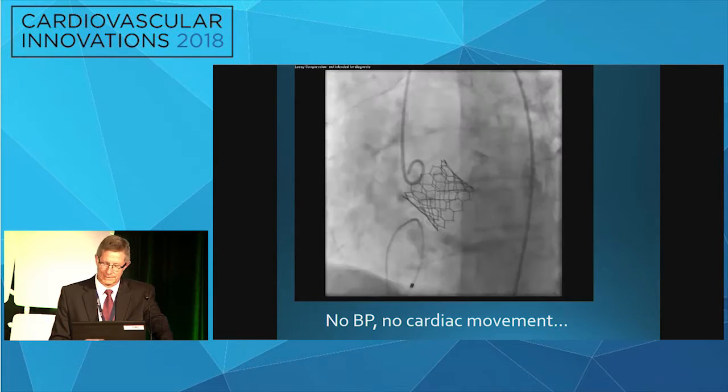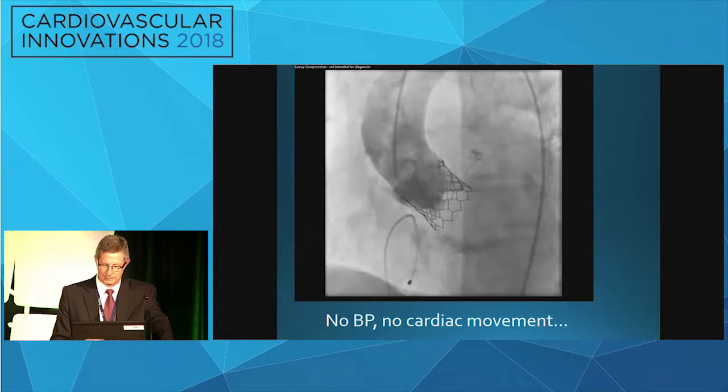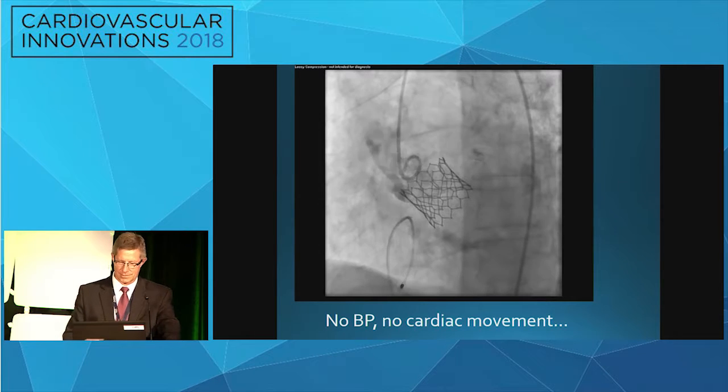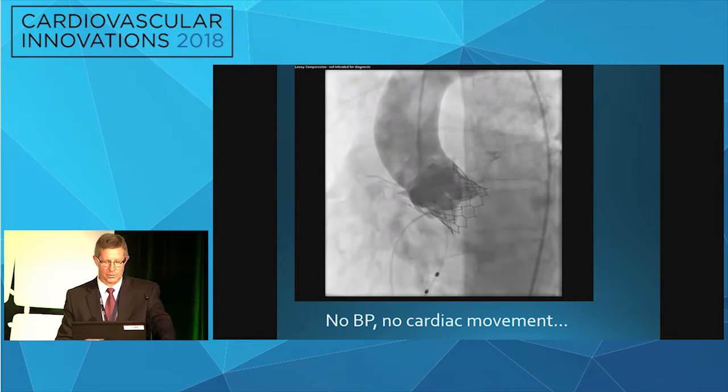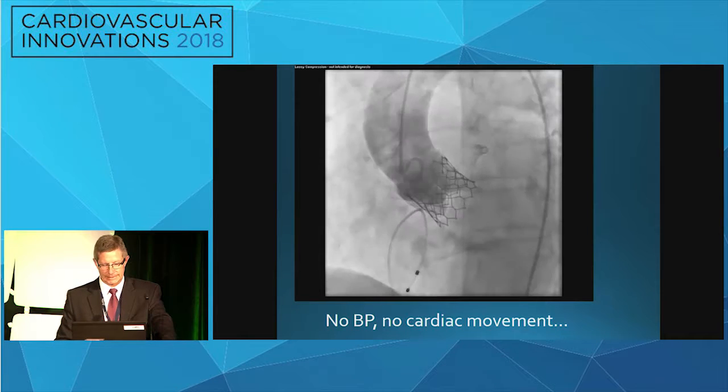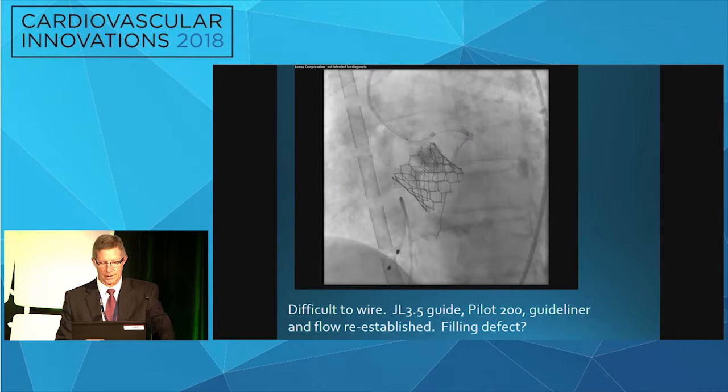And so I got everything on this one. Actually, I take that back. The right was chronically occluded. So that was a chronic, totally occluded right that looked like that before. Thanks, Adam. No blood pressure, no cardiac movement. Put on CPS again. Difficult to wire. Finally got a JL35 guide and a Pilot 200, and a guideliner was placed.